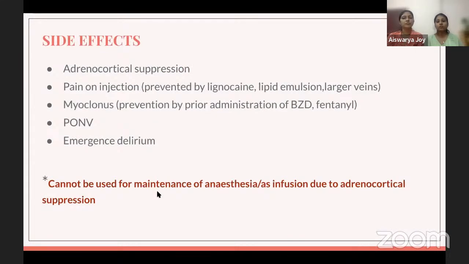The side effects of etomidate, the most important one, is adrenocortical suppression. Then pain on injection, which can be prevented by prior administration of lignocaine 1.5 mg per kg, or using lipid emulsion, or choosing larger veins for administration. Another side effect is myoclonus, which can be prevented by prior administration of benzodiazepine or fentanyl. Postoperative nausea and vomiting can be treated with antiemetics, and emergence delirium. One of the most important points is that it cannot be used for maintenance of anesthesia or as an infusion due to its adrenocortical suppression.